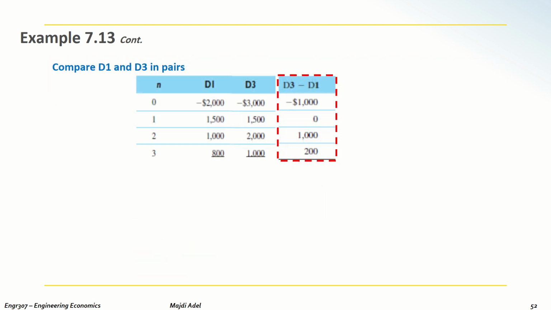Now we compare D1 with D3 and we need to find the incremental cash flow, which is going to be D3 minus D1. Minus 3,000 minus 2,000, which is minus 1,000. 0, 1,200.